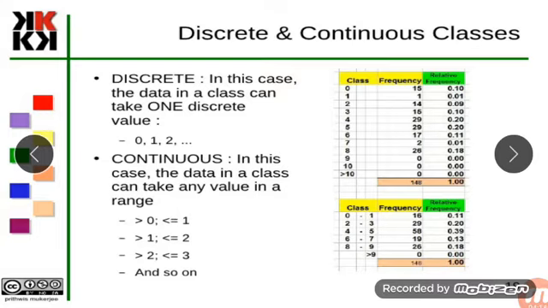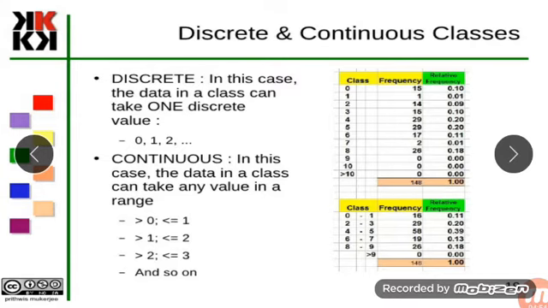However, if we talk about continuous frequency distribution, in this case, the data in a class can take any value in a range. For example, we have here the class interval, or classes, 0 till 1. It means any value greater than 0 and less than 1 will come in this class. So here in this class, there may be a range of values like 0.1, 0.2, 0.01, and many more values between 0 and 1 will fall in this class. Similarly, any number greater than 2 and less than 3 will be in the succeeding class, in the second class.